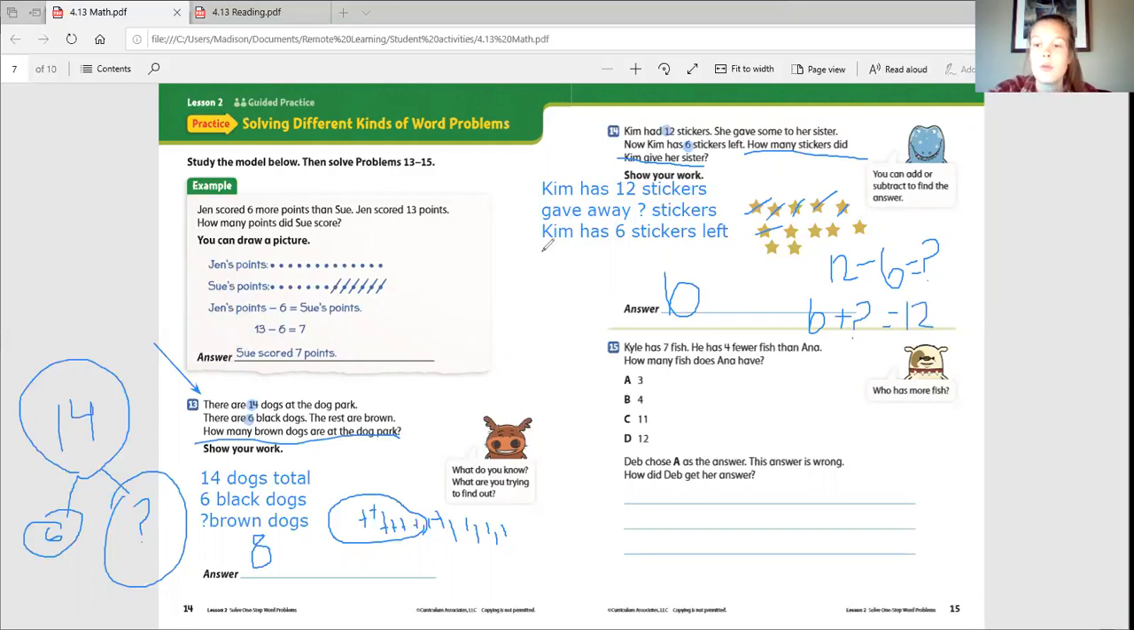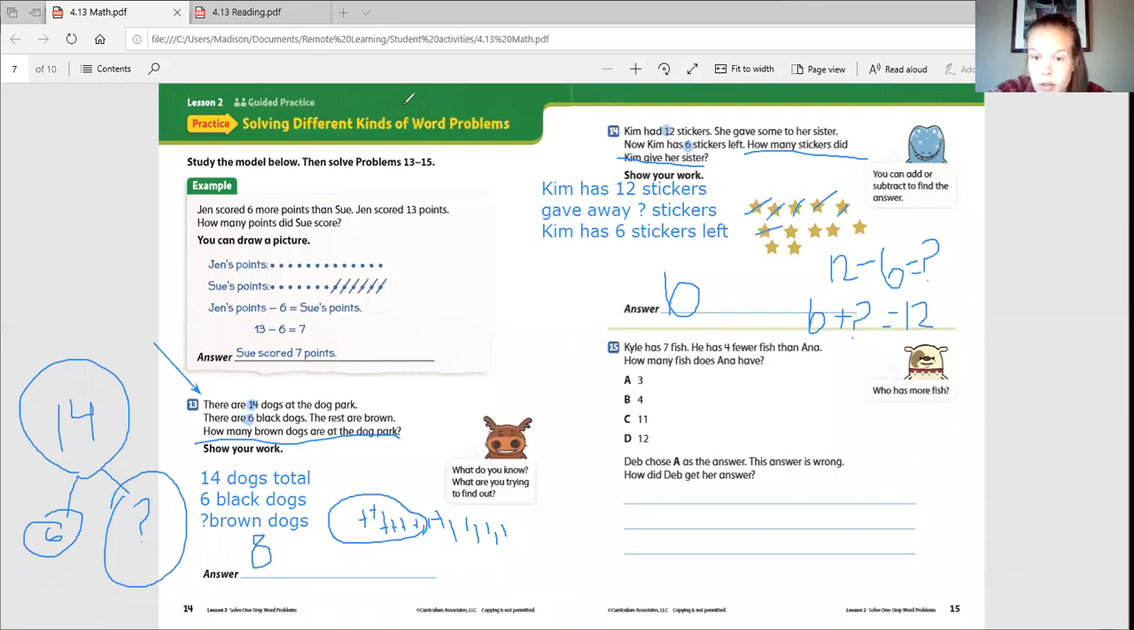All right, now we're going to do one last problem before it's time for you to do some independent practice. So let's read this problem together. Kyle has 7 fish. He has 4 fewer fish than Anna. How many fish does Anna have? Now this one's multiple choice, but we're not ready to pick an answer yet. We still need to solve the problem using our equations or our pictures just like we have been, and then circle our answer.